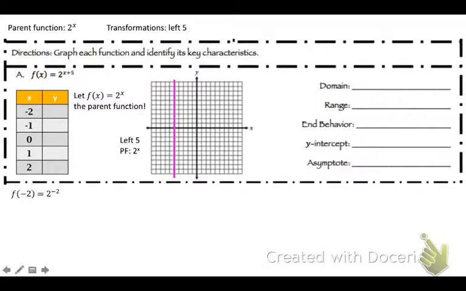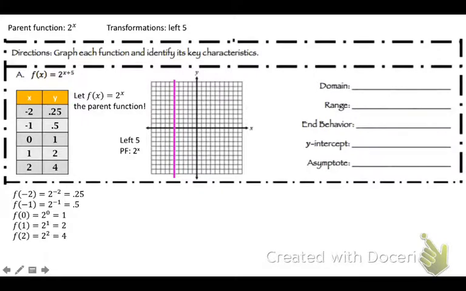So let's plug that in. f of -2 is 2 to the -2nd power, which is 0.25. Now f of -1 is 2 to the -1st power, which is 0.5. 2 to the 0 power is 1. 2 to the 1st power is 2. And then 2 squared is 4. Okay, so I got all my values.